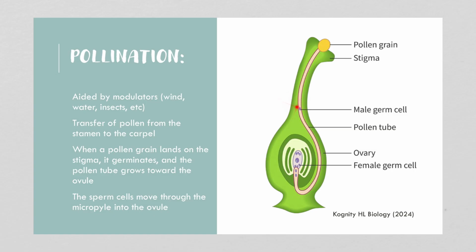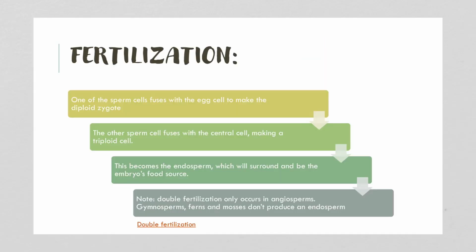So it extends all the way into the ovary and reaches the ovule. And then the sperm cell moves through the micropyle into the ovule. So fertilization: one of the sperm cells fuses with the egg cell to make the diploid zygote.